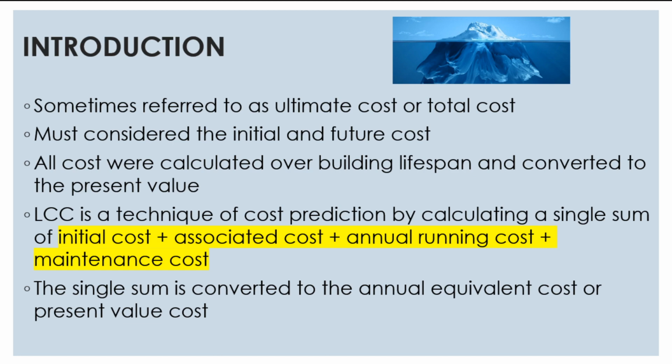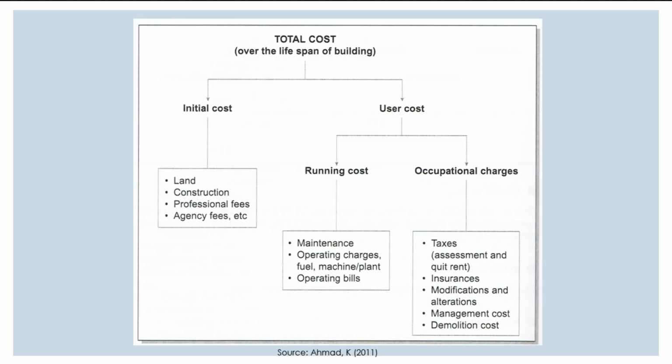Okay, this is the same thing. So life cycle cost is a sum of initial costs plus associated costs plus annual running costs and maintenance costs. So you add up all these things, that is the total life cycle cost. Okay, this is the elaboration on that. So what is initial, what is running, what is occupational charges. So this one is self-explanatory. You can read it on your own.